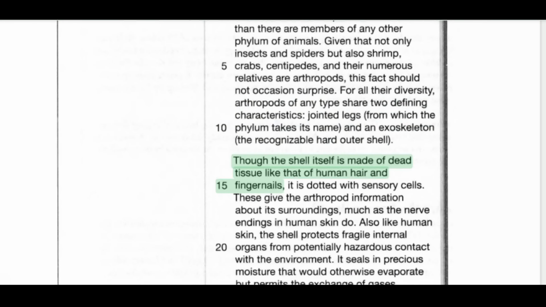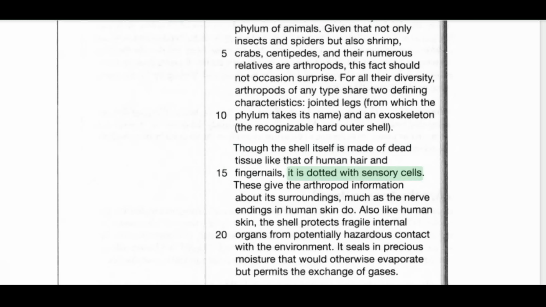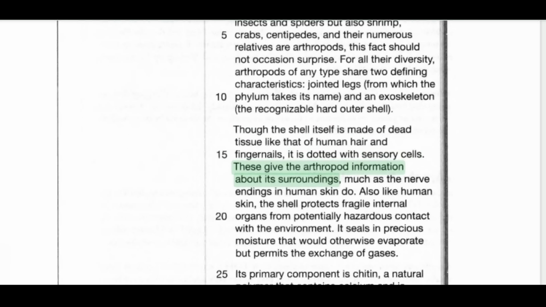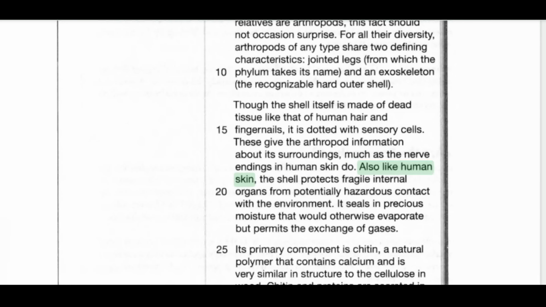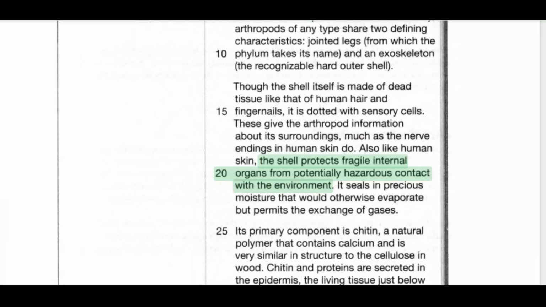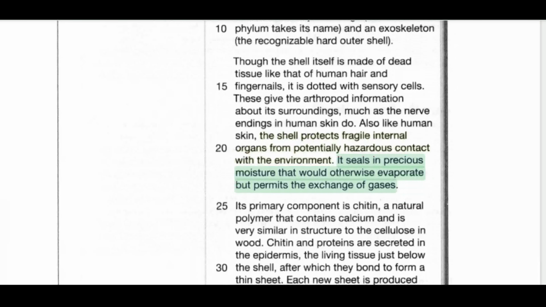Though the shell itself is made of dead tissue like that of human hair and fingernails, it is dotted with sensory cells. These give the arthropod information about its surroundings, much as the nerve endings in human skin do. Also, like human skin, the shell protects fragile internal organs from potentially hazardous contact with the environment. It seals in precious moisture that would otherwise evaporate but permits the exchange of gases.